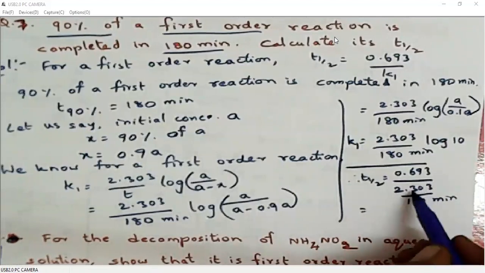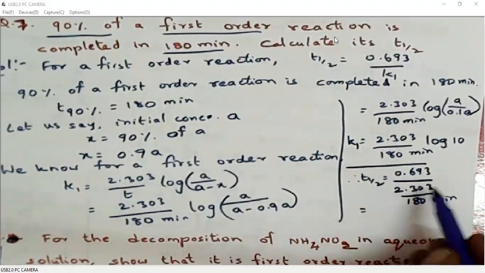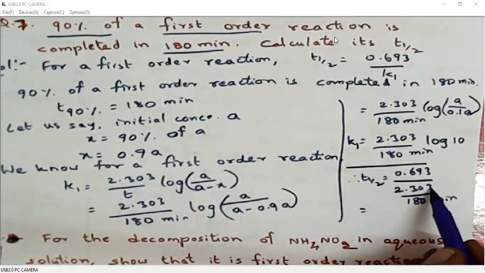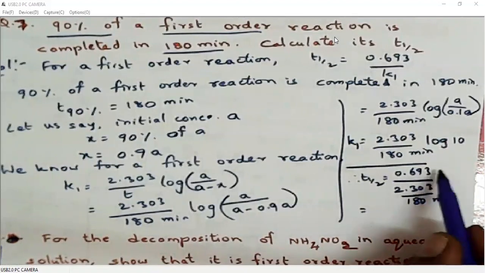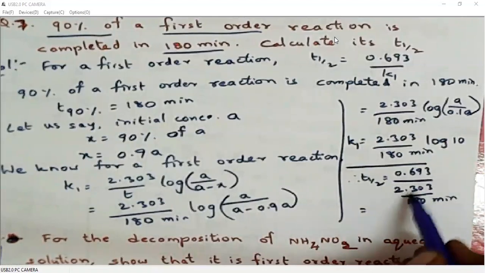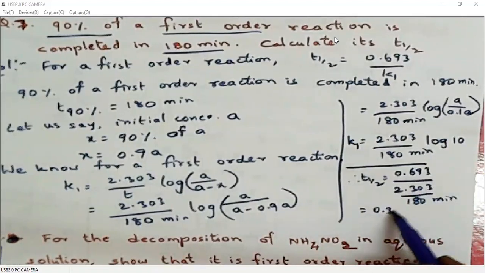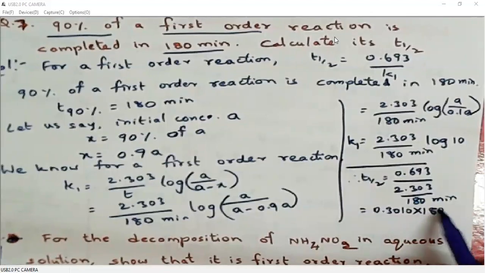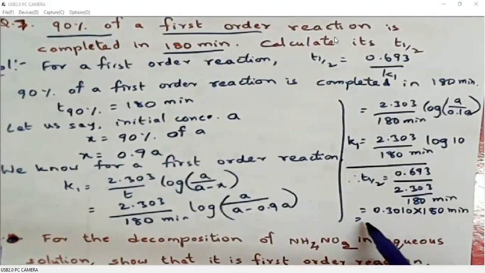Right. So how do we do cancellation here? 0.693 is obtained by multiplying 2.303 with 0.3010. So when we cancel it, it becomes 0.3010, or simply you can take 0.3 into 180 minutes. So 0.3 into 180, it is 54 minutes.